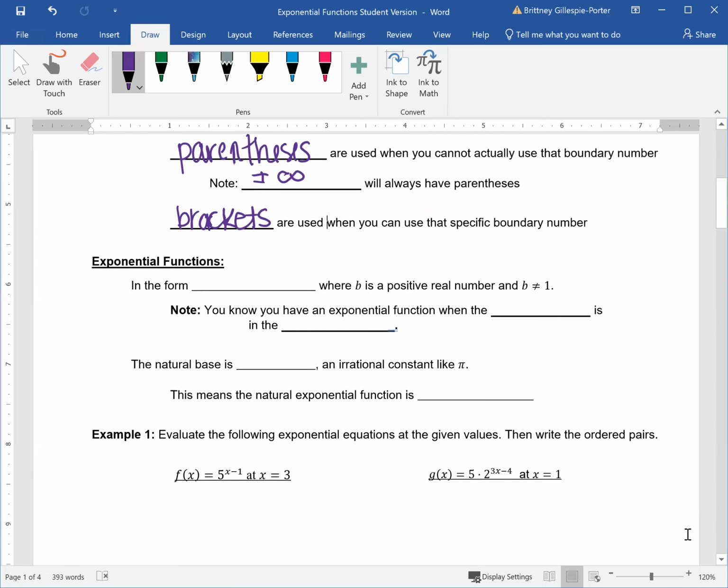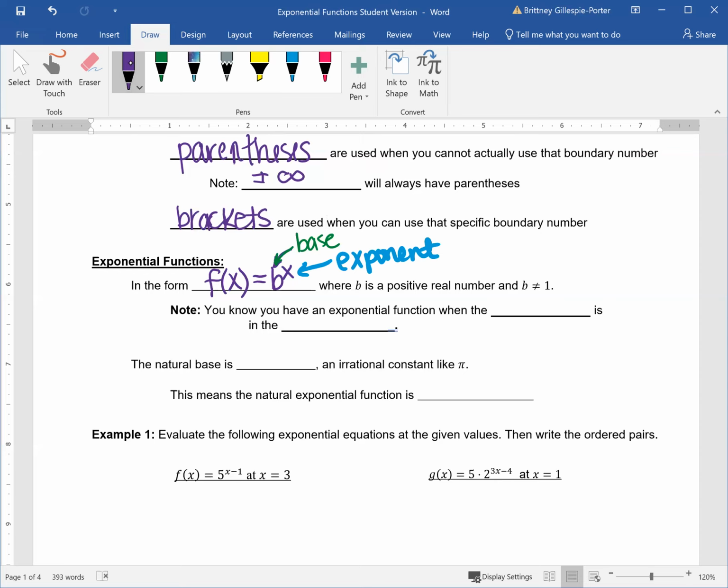Exponential functions. These are in the form f of x equal to b to the x, where b is a positive real number and b does not equal 1. B stands for our base. Okay, so b is our base, and then x is our x in the exponent.